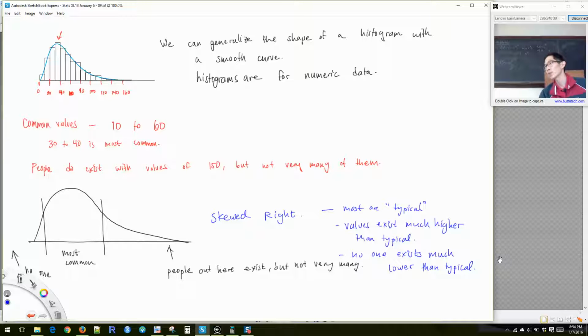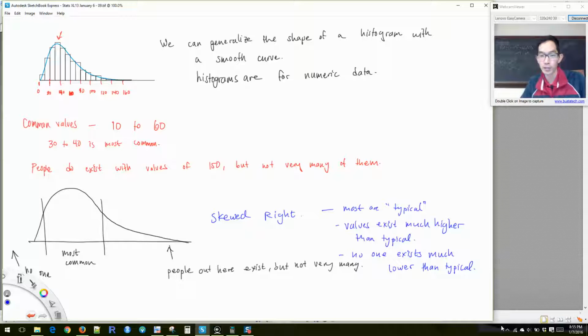To make 900,000 less than typical would take us down to about negative 800,000, or negative 920,000, whatever it is, and no one makes negative money. People don't have it. It's impossible to have a wage of negative $800,000 per year, and so this would be something that is skewed right.